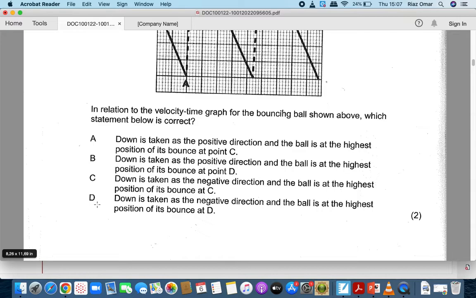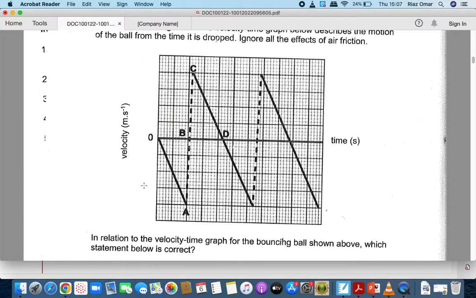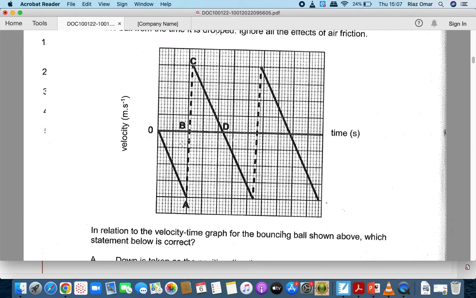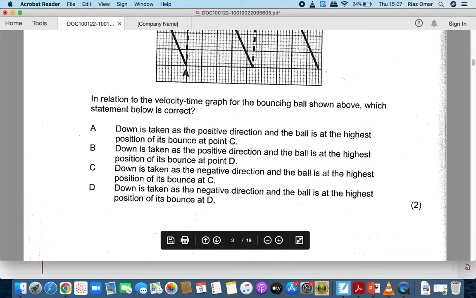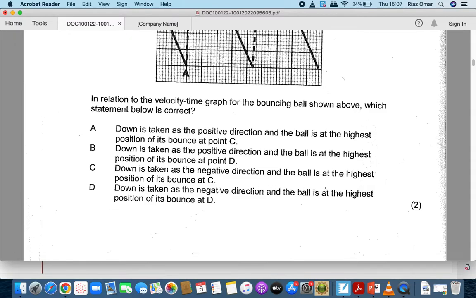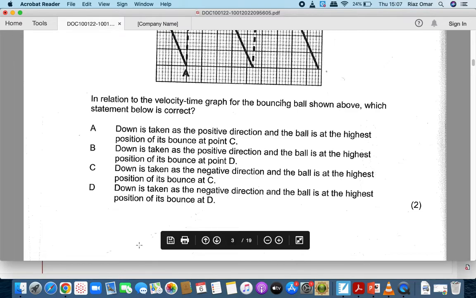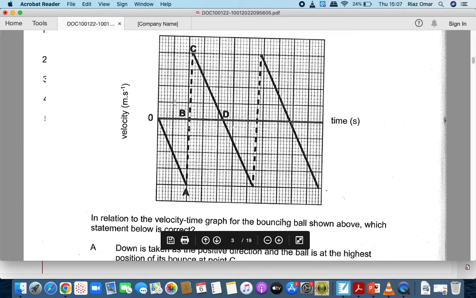C: down is taken as a negative direction, that's correct, and the ball is at its highest position of its bounce at C. So we see that A to C is when it is bounced, C is when it's still on the ground, A, B, C is when it's on the ground. So C cannot be the answer. Let's look at D. Down is taken as negative, which is the right explanation, and the ball is at its highest position of its bounce at D. At D it reaches maximum height, and from C it reaches maximum height at D, and here it turns direction and goes back down and hits the ground.